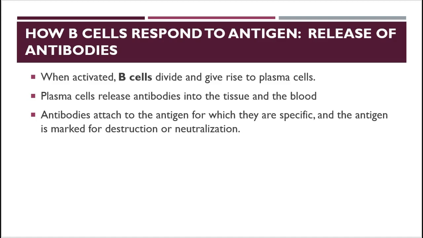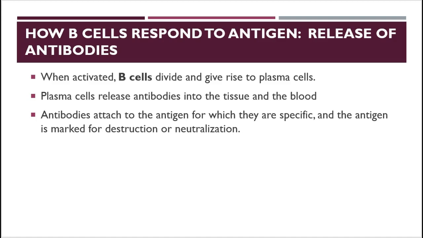B cells are going to respond to antigen in a completely different way. So when B cells are activated by antigen, they divide and produce what are called plasma cells. Plasma cells are responsible for the production and release of antibodies into tissues and into the blood. Antibodies are protein structures that attach to the antigen that they are specific to. So an antibody, this attachment and recognition is not random.